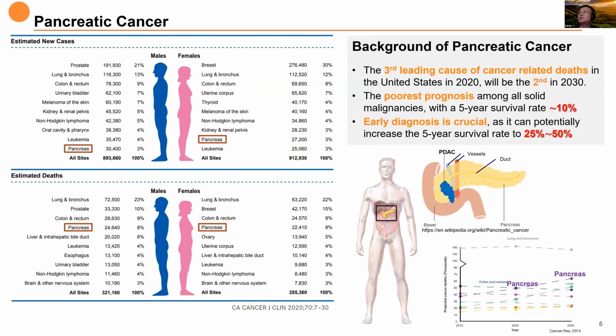We haven't really made much progress in the last 5 to 10 years. And right now, for the best hospital, the 5 years survival rate increased from 9% to about 10%. Right? So in essence, early diagnosis is very crucial. And if the patient can be diagnosed early, the survival rate will be drastically improved to 25% to 50%.